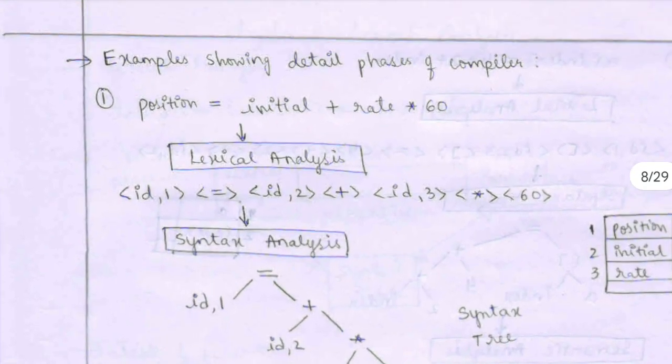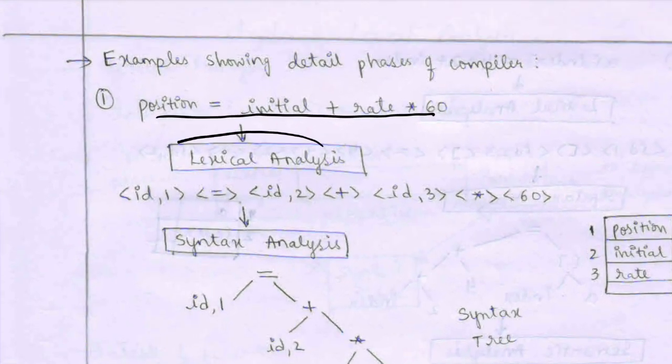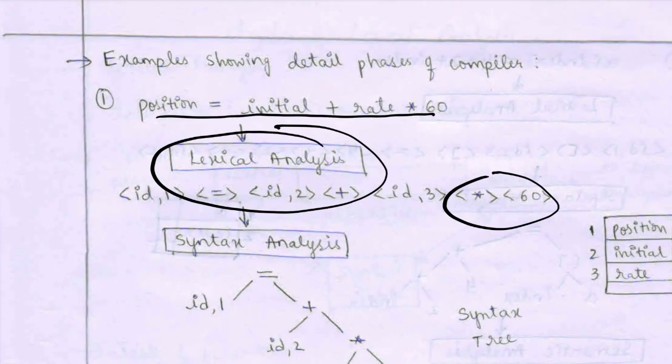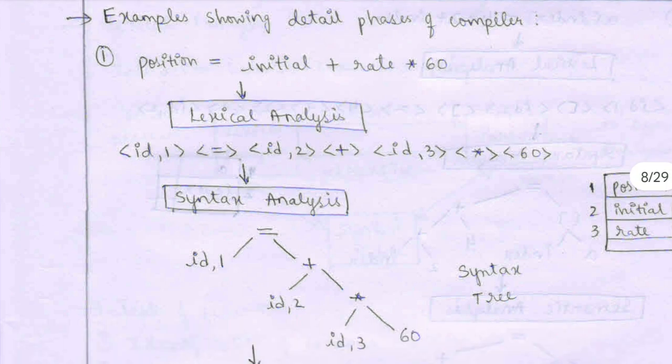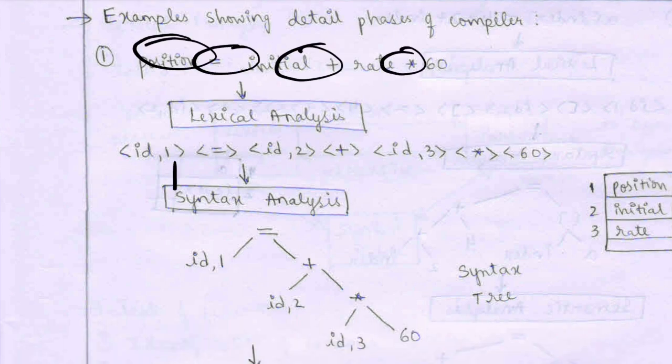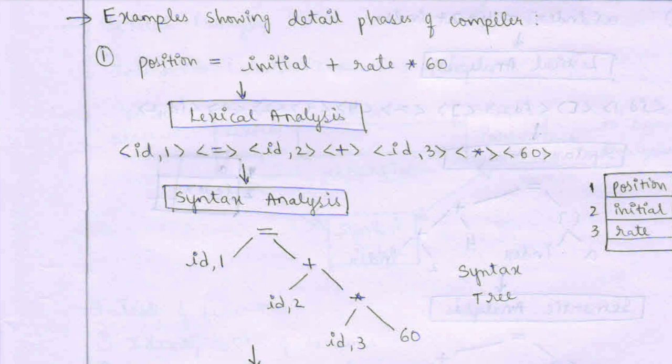So you'll list each of these phases. This is the first one, and then you will be explaining it, and then you will be showing the output as well. So this is the equation which is given to us: position is equal to initial plus rate into 60. And then what we will be doing is lexical analysis. Lexical analysis will differentiate each of these into different tokens and assign some ID to it. So different IDs and tokens are present here.